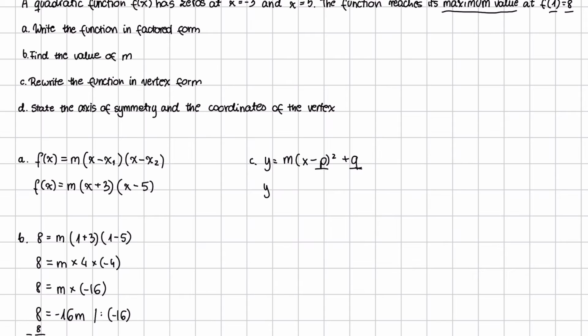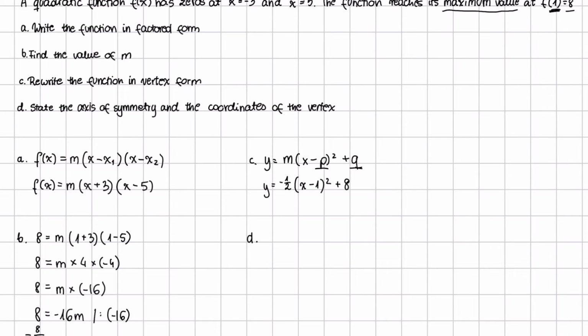So we can rewrite it. m is minus 1 over 2 because this is our gradient that we already found. And here we have x stays the same, minus p, and this is x from our vertex, so from our maximum value. So this minus 1 squared and plus 8.